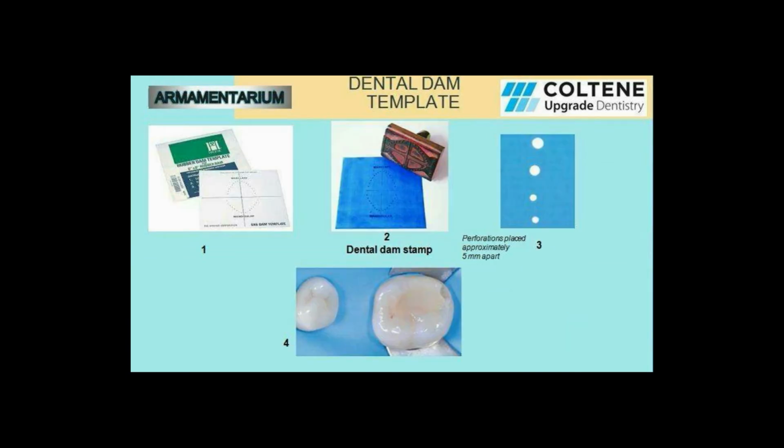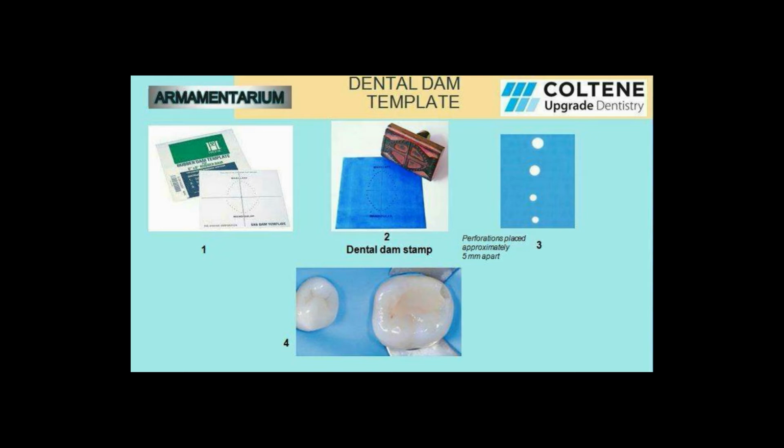Now the next one in the armamentarium is the dental dam template. The first picture shows the dental dam template, which is usually available with most of the rubber dam kits, including the rubber dam kit made available by Coltene too. The second picture shows the dental dam stamp. This stamp is very similar to the stamp and seal which are available for office work. You can put this stamp onto the ink pad, and then put it over the rubber dam sheet. You will get the imprint of all the teeth there, and then you may punch the holes accordingly.